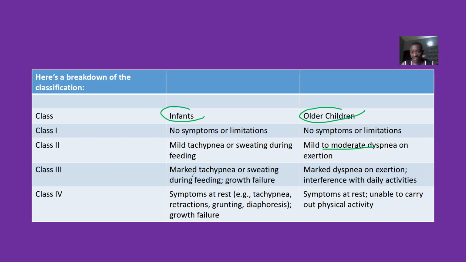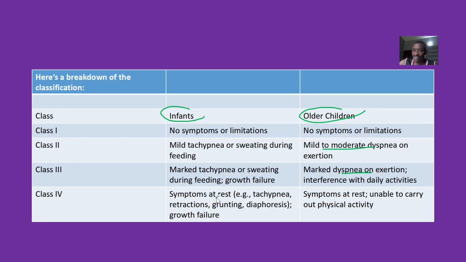Class 3, there's marked tachypnea or sweating during feeding. Also in older children, there's marked dyspnea on exertion. That means if they are resting, there's no issue. But if you ask them to do some daily activities that will strain their body, that's when you have the marked issues.